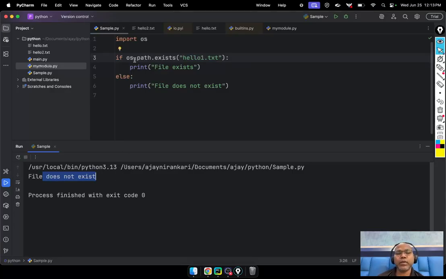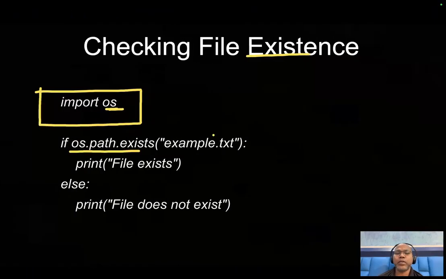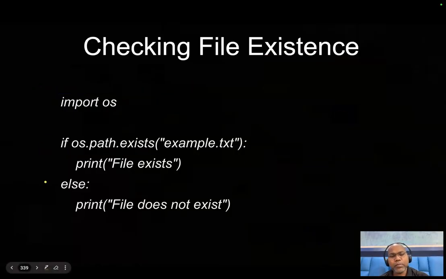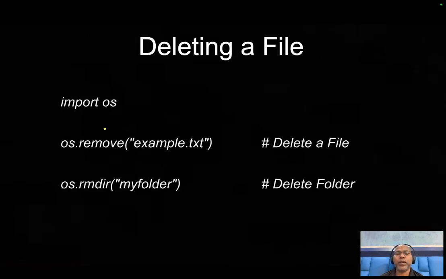So os.path.exists checks and ensures that your file exists, then you do some operation. If the file does not exist, then you do some other operation, whatever you want. So sometimes this os function helps us check file existence. Sometimes we know we are going to perform some kind of operation only if the particular file exists. This helps us.